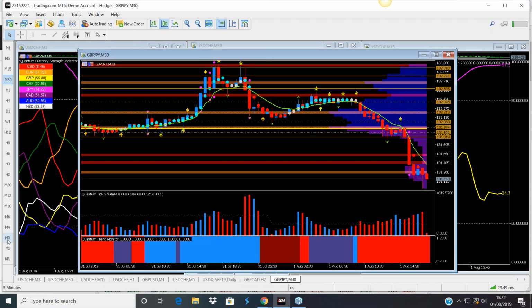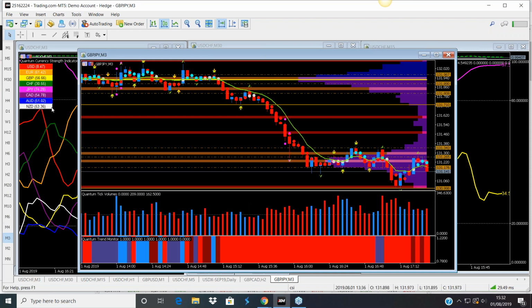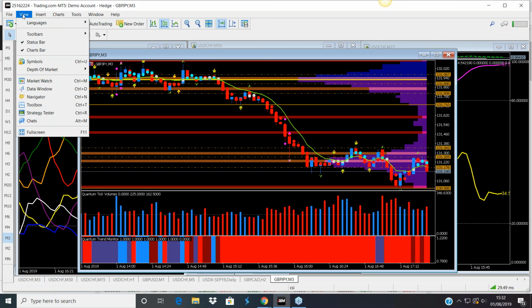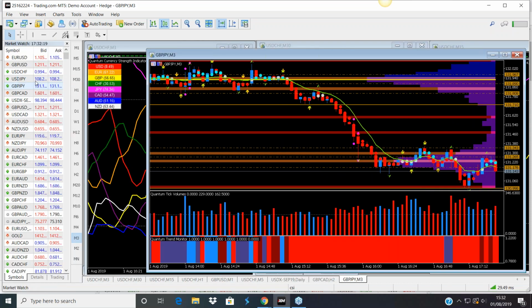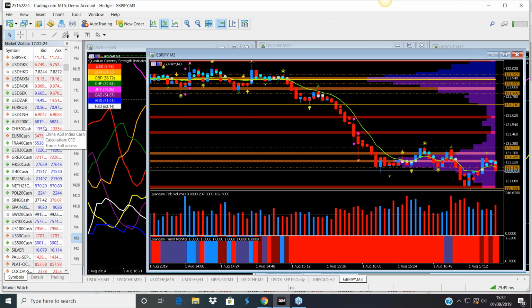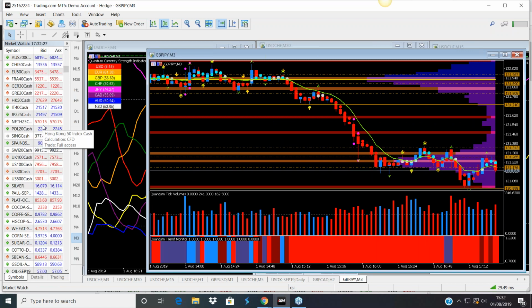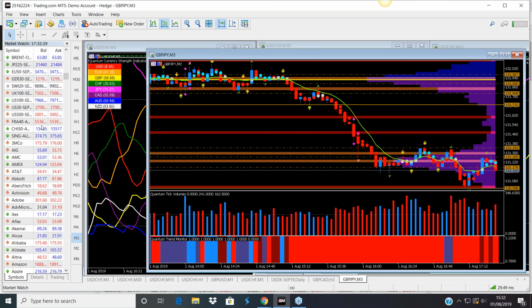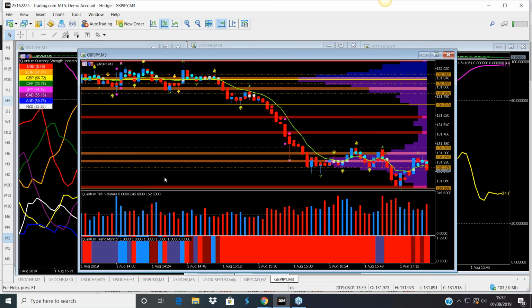One of the advantages of MT5, if you have access to the platform, is that it is a multi-asset platform. You've got the opportunity to trade not just forex. If I just show you here on Market Watch, these are obviously the pairs, and then you have indices, you've got gold, silver, you've actually got stocks as well. So if your broker can offer an MT5 platform, you will find it will also open other markets to you as well.